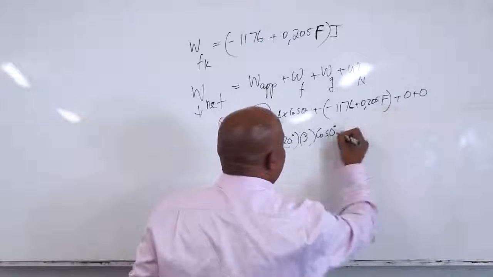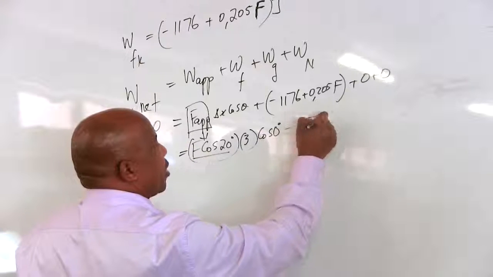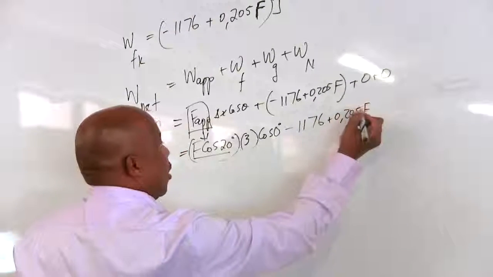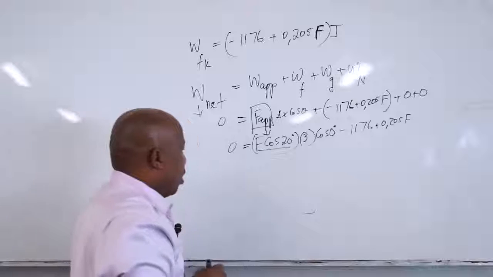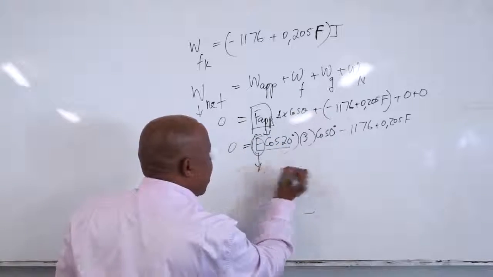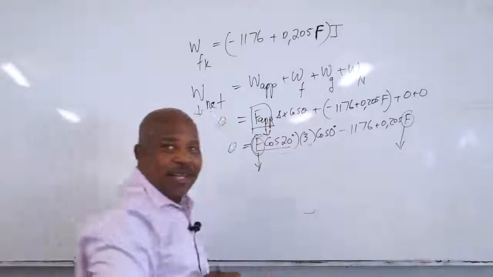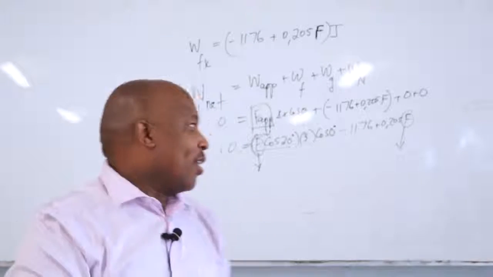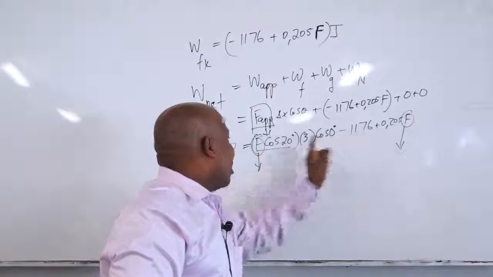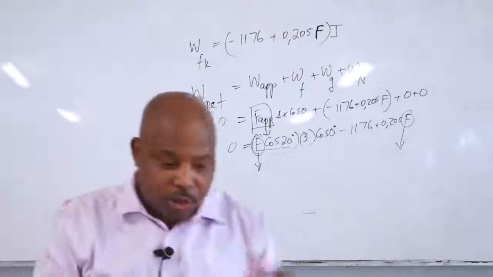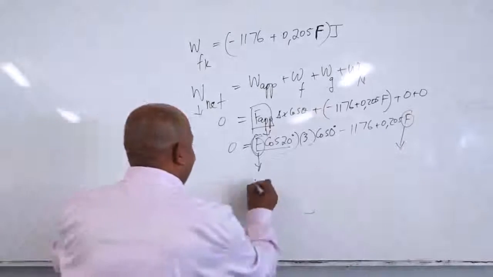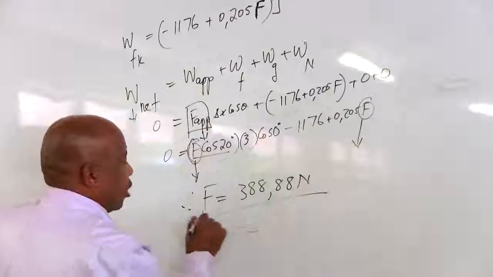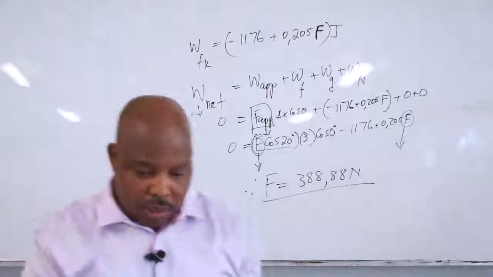Now, here you can just remove the brackets by having minus 1176 plus 0,205 F. And then, remember, the W net was 0. Now you have this F, and then you have this F, so you're going to add the two F. They are now like terms. And then you press the calculator for cos 20 and cos 0 degrees. You know how to use the calculator. You are in metric. Therefore, F equals 388,88 Newton. This is the force that they need in number 4.